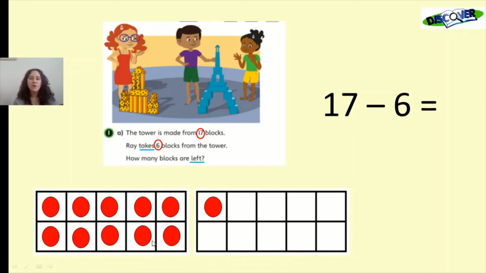So I could count them, but I know a quicker way. This is a group of 10, so I'm just going to count on. 10, 11. There's 11 counters left. So the answer is 11.